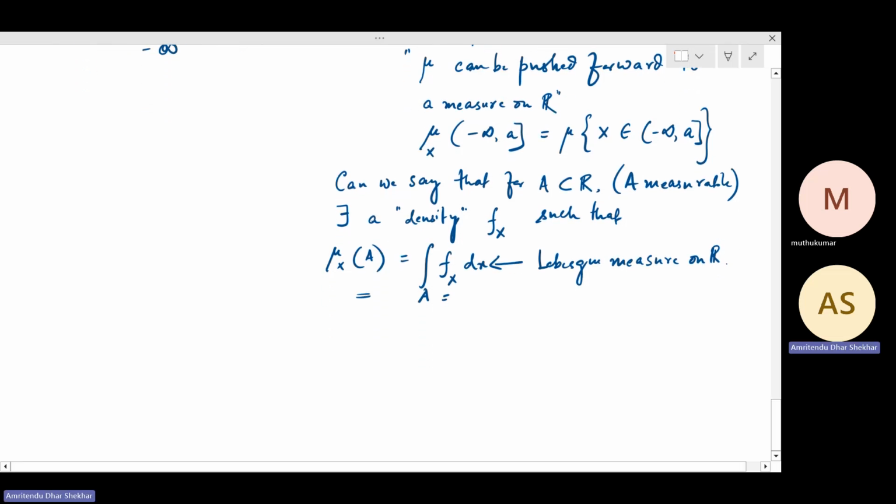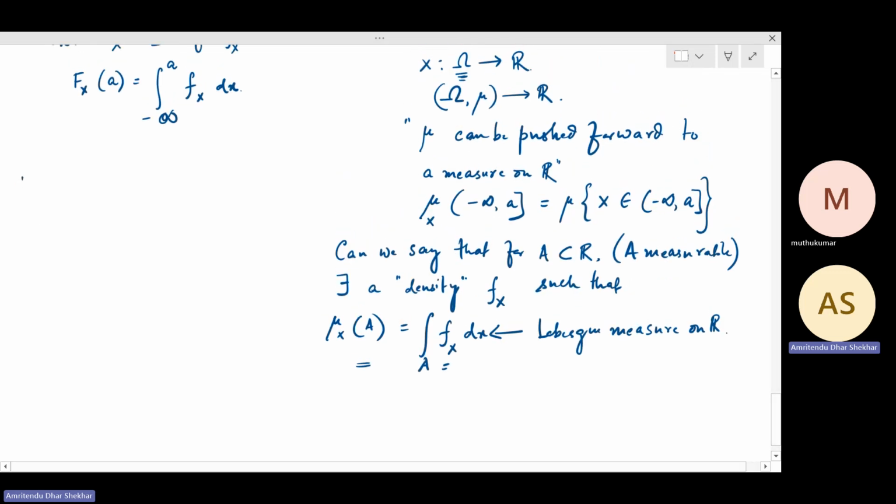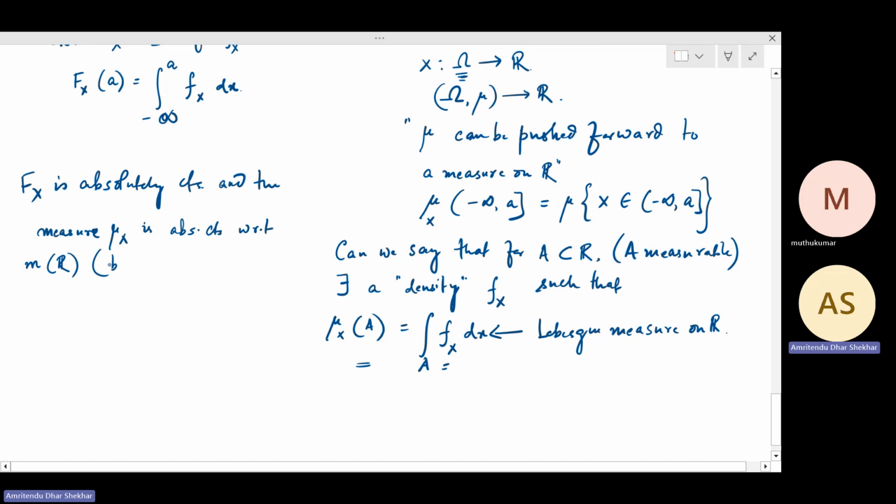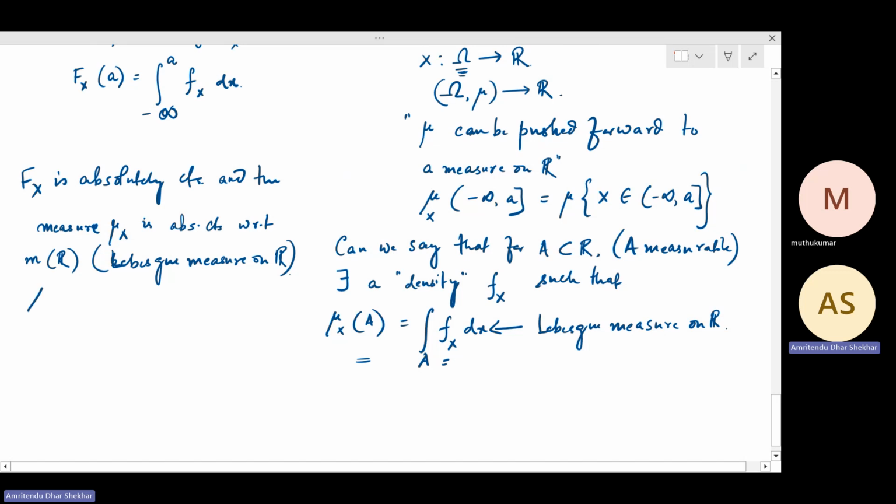When such a density f of x exists, we say that f of x is absolutely continuous, and the measure mu x is absolutely continuous with respect to the Lebesgue measure on R. The Lebesgue measure on R, I'm going to just write as m of R. Oftentimes we denote it in this way.